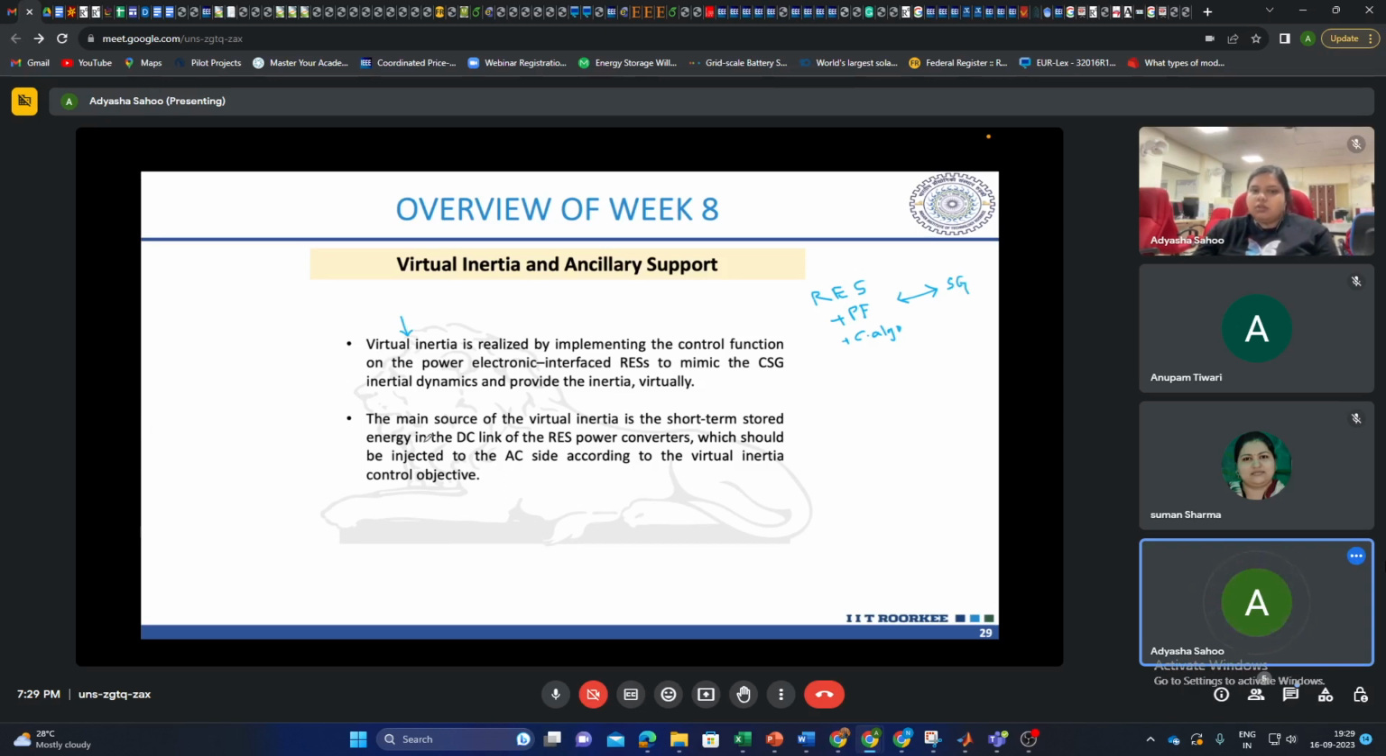So for that we need to store the energy for inertia, right? And this energy is stored in the DC link of the power converters. So we store the energy in these power converters, and it is injected into the AC side according to the control algorithm that you have fed. That way you can provide the inertia support.